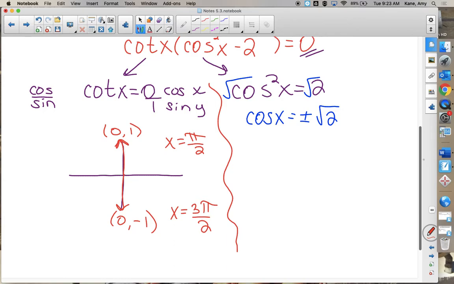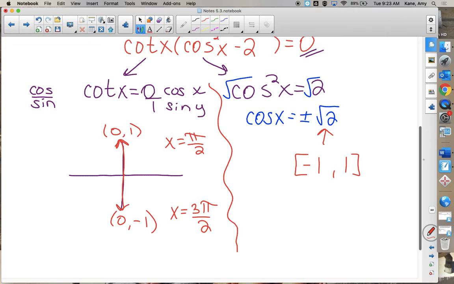I have two different functions. So I have solutions that correspond with cotangent of 0, when the cotangent is equal to 0. Looking at the other side, we have cosine being equal to plus or minus the square root of 2. Carrie, why? Because it's bigger than 1. So Carrie said that that number is bigger than 1. And it's also less than negative 1.